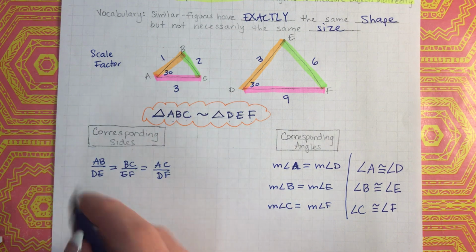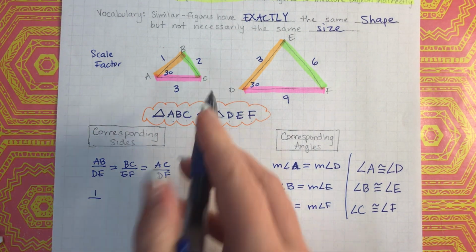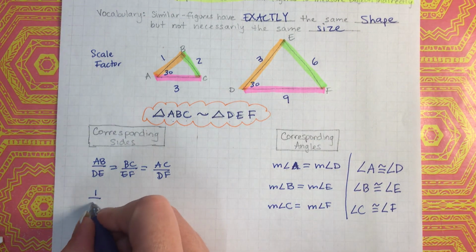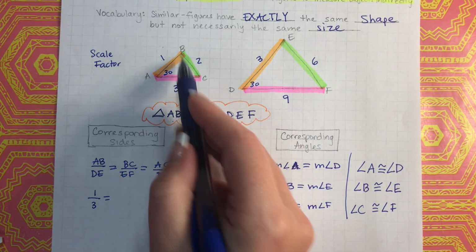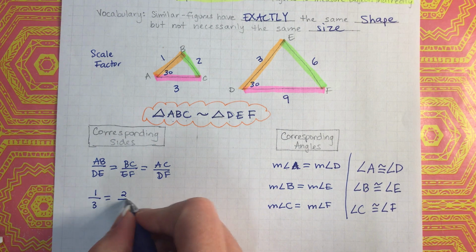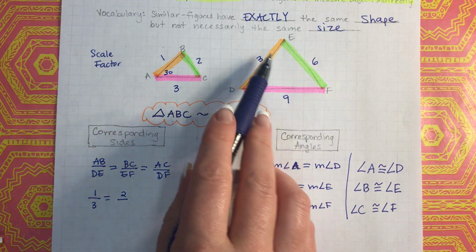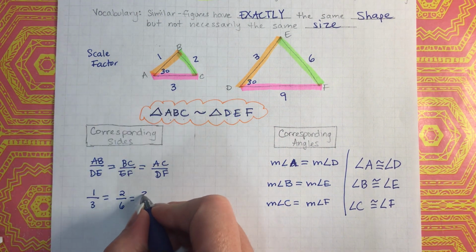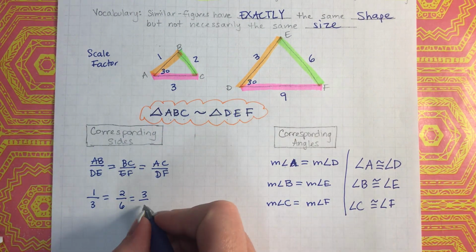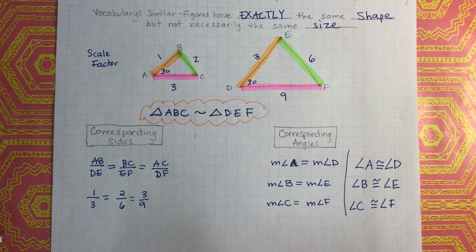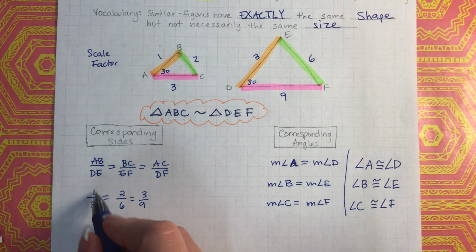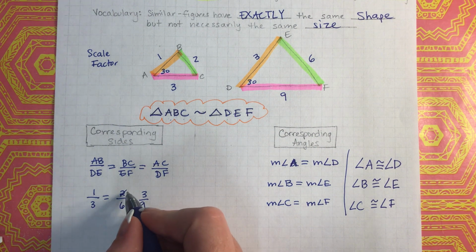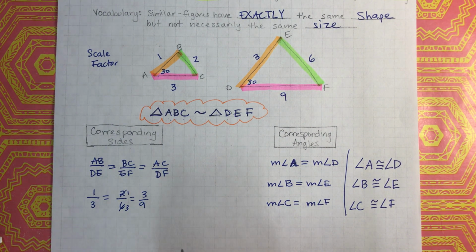So AB is 1, and DE is 3, and then BC is 2, and EF is 6, and then finally AC is 3, and DF is 9. So we have all these, but if we were to reduce them down, we can't really reduce that, but what goes into both of these numbers? 2. 2 goes into 2 1 time, 2 goes into 6 3 times, right?